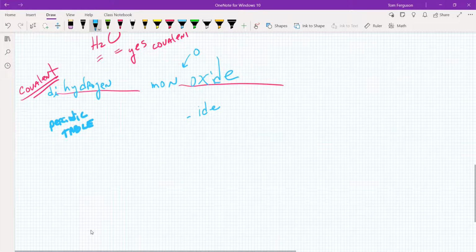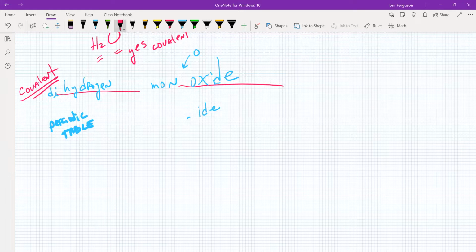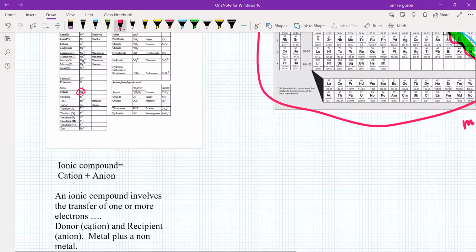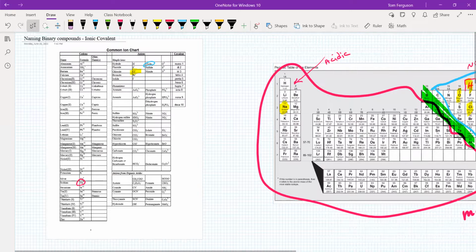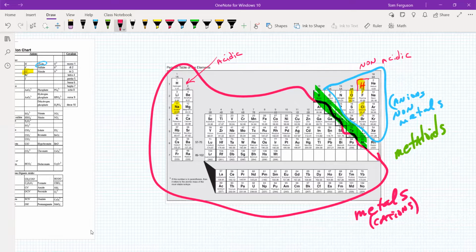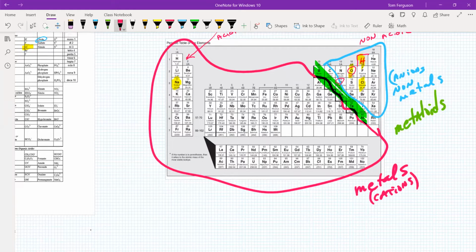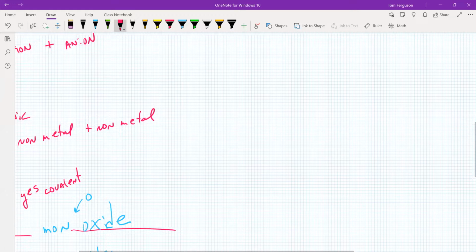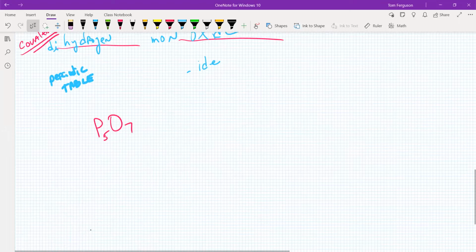Okay, let's look at another one here. Let's look at that there, P2O7. Okay, is this a covalent or ionic compound? What we do is go up the periodic table, and both the P and the O are nonmetals. So that means it's covalent.